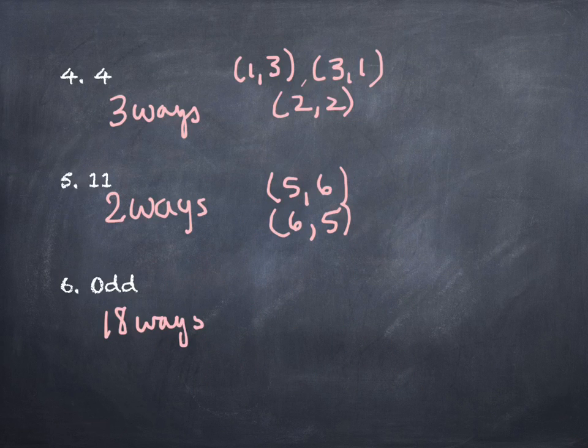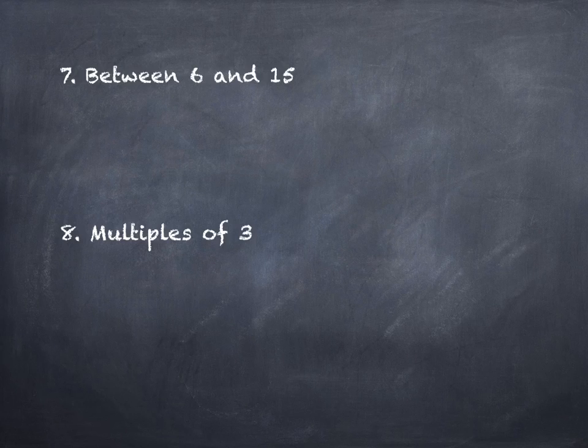All right, we have a couple left, and I bring them up specifically because they're a little bit unusual. The first thing I want to talk about is this word between. What do you suppose between means? Yes, it means that I don't include the 6 and I don't include the 15. So if this says between, it means that I would include 7, 8, 9, 10, 11, 12, 13, and 14.